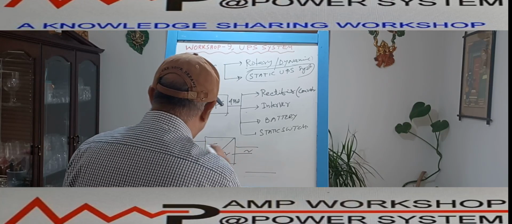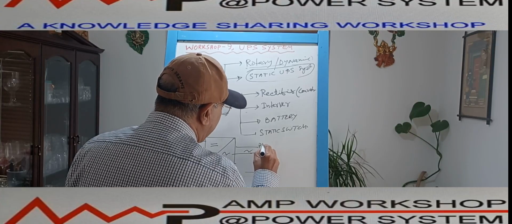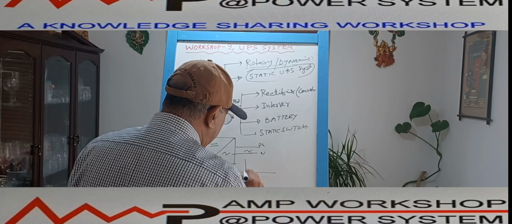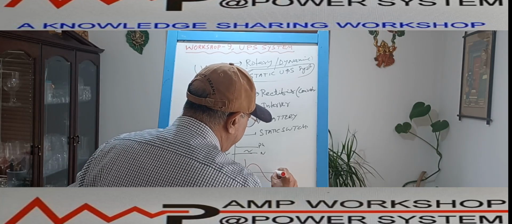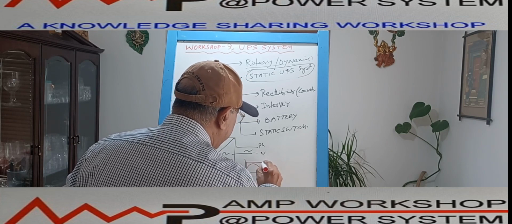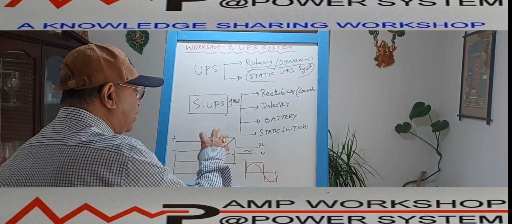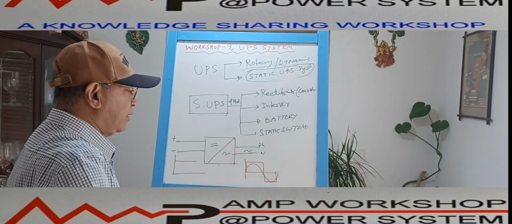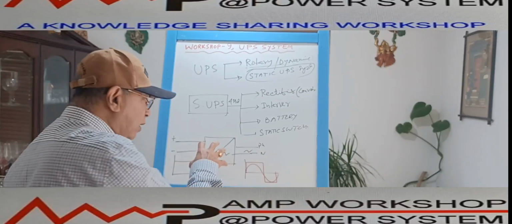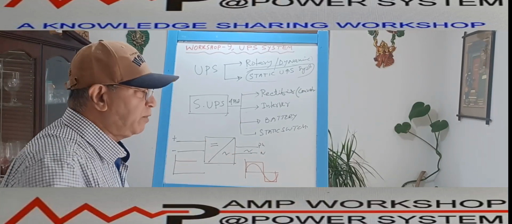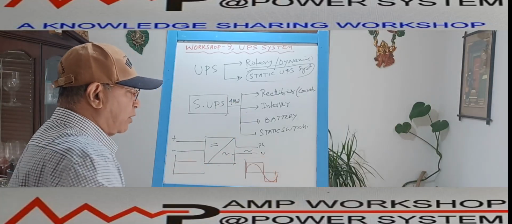Here I am giving positive and negative. Here I am getting phase and neutral. So how is the waveform? I am getting a sinusoidal wave, or it could be a square wave like this. The different ways we'll discuss when we discuss the internal arrangement, internal components, working principle and all these things, at the end of this workshop, in workshop 9.